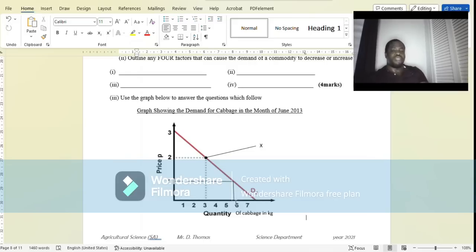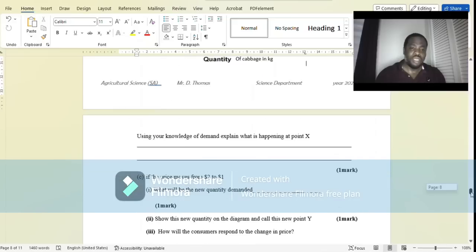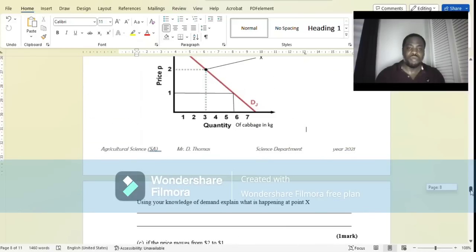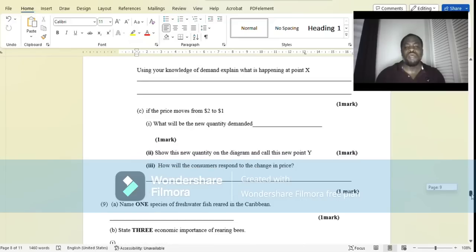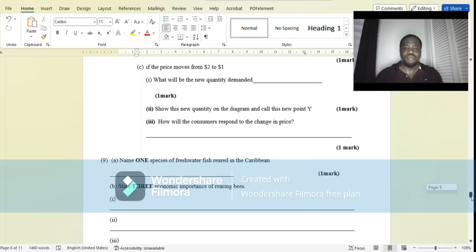So again, we see the law of demand happening right here. If the price gets lower, we're going to have an increase in the quantity demanded at that point in time. It used to be 3 kg, and because the price moved from $2 to $1, we saw an increase in the quantity demanded. And of course, to show this new point, we would have labeled that Y. It says, how will the consumers respond to the change in price? We know once the price is lower, then they are going to purchase more. They have a better chance of getting more produce, more cabbage, for that money that they used to spend.